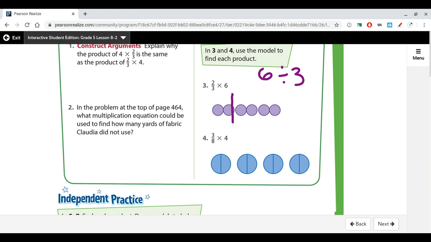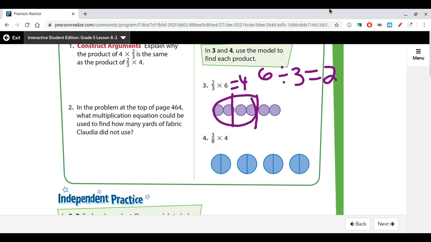So I'm going to go ahead and separate that out. So that's equal to 2. Then I look at how many groups I need. The numerator tells me how many groups I need, and I need 2 groups. So I'm going to circle that. So my answer is going to be 4.